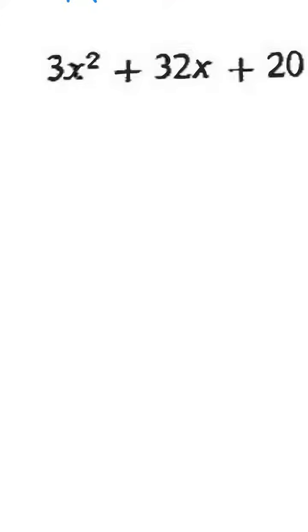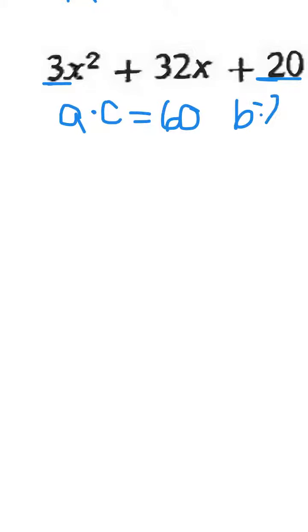First, make sure there's no GCF. There isn't between 3, 32, and 20, and there's no GCF within the variables. It's all plus, so we're looking for nothing but positive numbers. 2 numbers that multiply to A times C, which is 3 times 20, which is 60. And they have to add up to 32.